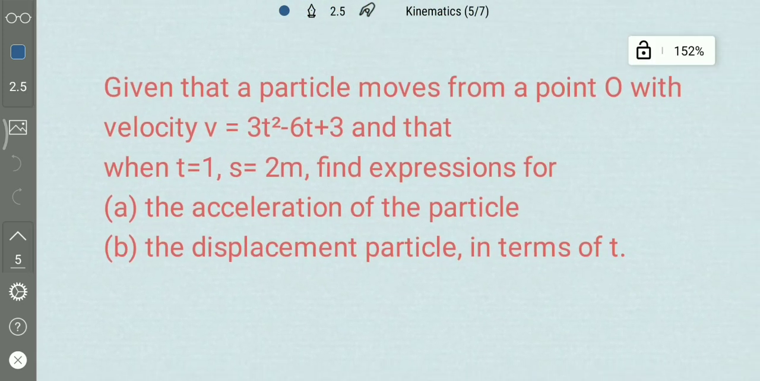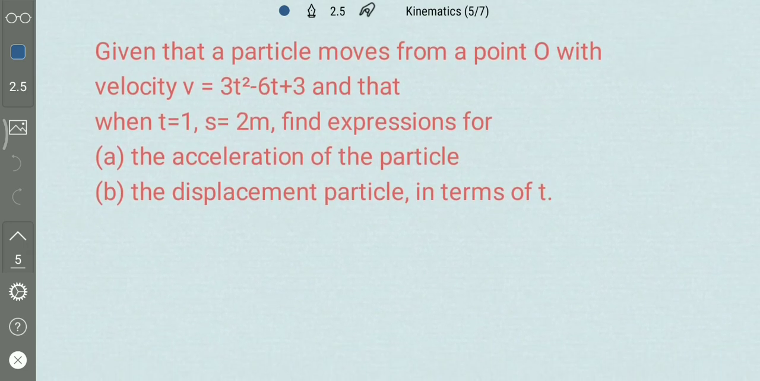Let us see a problem in this. Given that a particle moves from a point O with velocity v = 3t² − 6t + 3, and that at t = 1, s = 2 meters. Find the expressions for the acceleration of the particle and the displacement of the particle in terms of t.